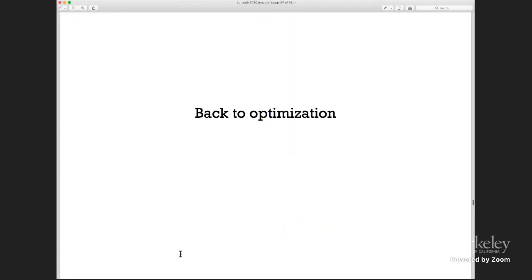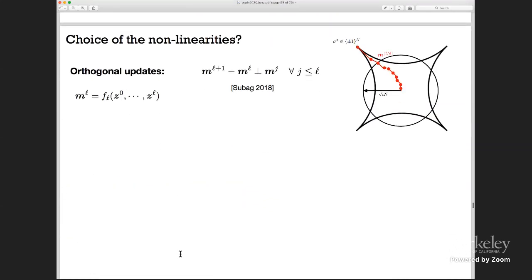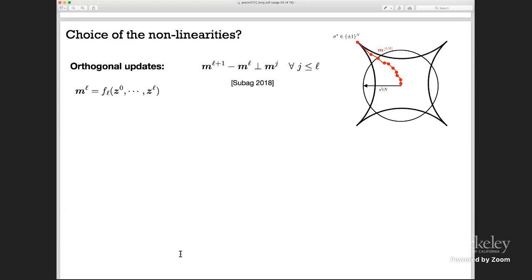Okay, so let's go back to optimization. Now I introduced this whole class of algorithms, and you can tune the F_l however you want in order to get an algorithm. So how do we choose these nonlinearities? There's this idea of orthogonal updates that we're going to use here. Optimizing over the class of F_l is somewhat intractable. It's too large a class to optimize over explicitly. So we're going to use an idea that introduces the following constraints.